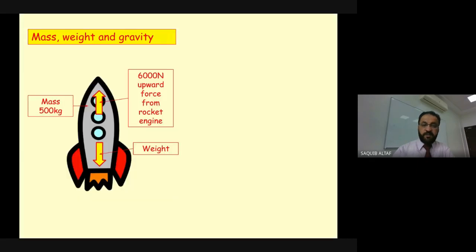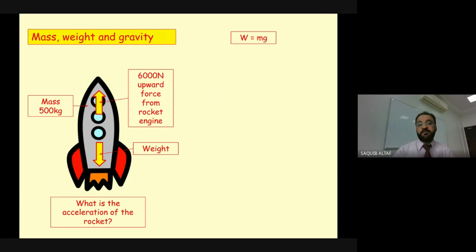Just you can see this is an object, mass is 500 kg, with 6000 Newton upward force from the rocket engine, and weight is downward. What is the acceleration of the rocket? How can you calculate it? You know that W is equal to mg. So what will be its weight now? This weight is 500 kg mass times gravity, it is 5000 Newton.